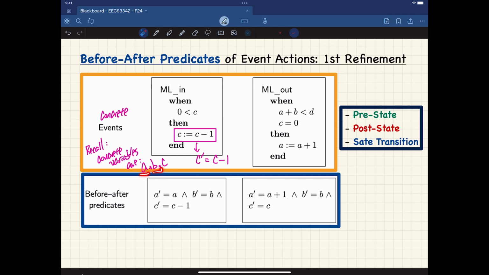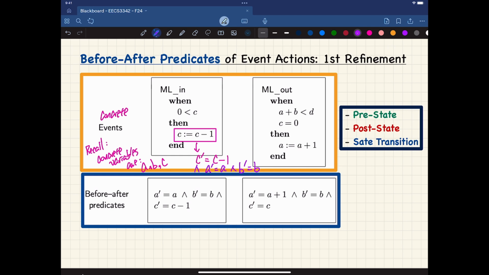So if you have multiple variables, make sure the before-after predicate addresses every variable. What should we say about a and b? They don't change, because we say that we're going to let c become c minus 1. Implicitly, we are really saying a becomes a and b becomes b. But we don't usually say that in Rodin. You have to know that the corresponding before-after predicate really means this. So what you really want to say is a prime equals a and also b prime equals b. That's the part I want to mention.